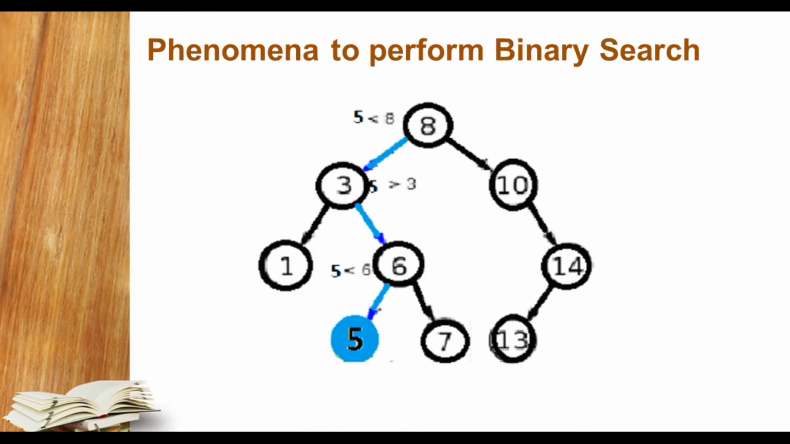Now you can consider the phenomenon, student. Suppose you are going to search for 5 in this list. If you compare 5 with 8, 5 is lesser than 8, so we will come to the lower half. Again we compare 5 with 3. Here you can see, student, 5 is greater than 3, so we search the upper half. Then 5 is compared to 6. 5 is again smaller than 6, so it comes to the lower half. Here in the lower half 5 is equal to 5, and the search is completed.